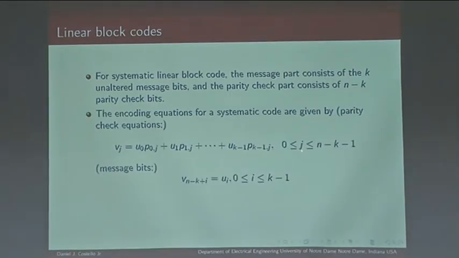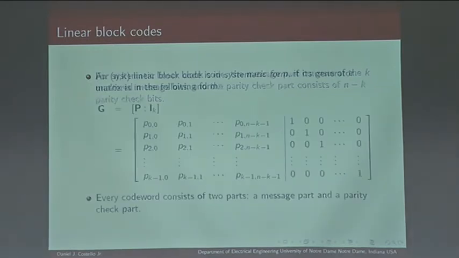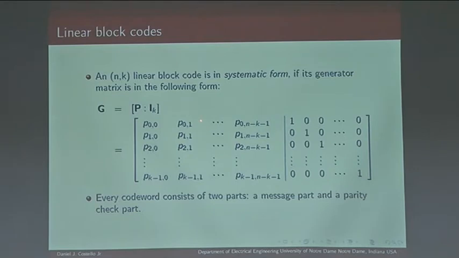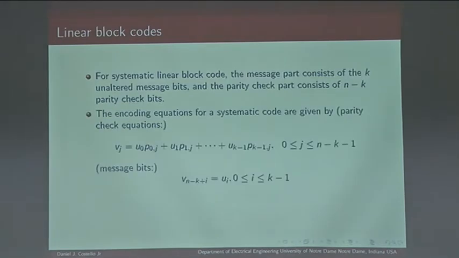the first parity sequence here for J equals 0. And then if we multiply U by the second column, we get the second parity check equation corresponding to J equal 1, etc. And the message part of the code word is just given here: the K message bits are equal to the last K bits in the code word.